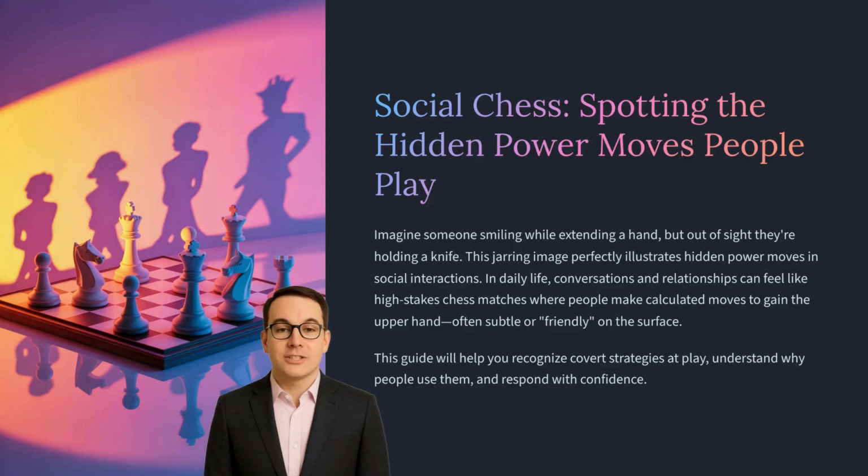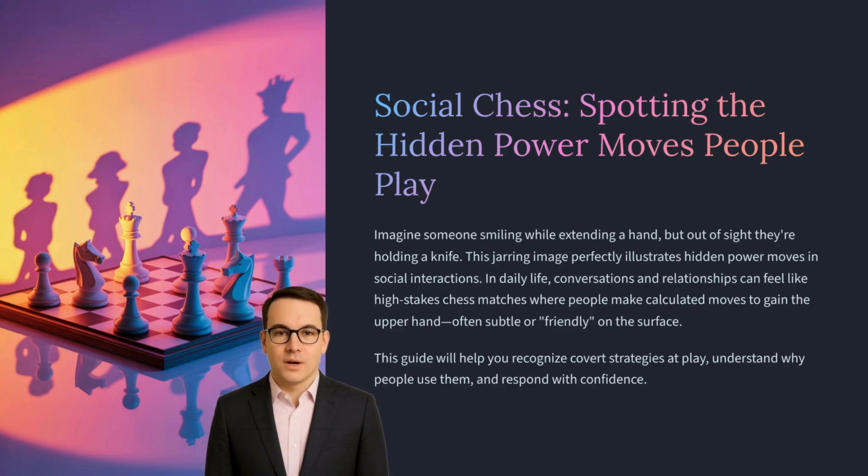Imagine someone is all smiles while extending a hand, but out of sight, they're holding a knife. It's a jarring image, yet it perfectly illustrates the idea of hidden power moves in social interactions. In our daily lives, conversations and relationships can sometimes feel like a high-stakes chess match, a game of social chess. People make calculated moves, often subtle or friendly on the surface, to gain the upper hand.